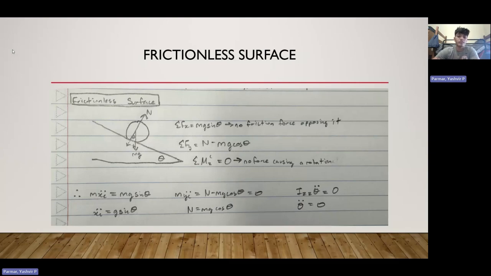And as you can see, if you solve for the x double time derivative of position, it will equal gravity times sine theta. The normal force equals mass times gravity times cosine theta. And since friction equals zero, then we know that the angular acceleration will also equal zero because the body isn't rotating.